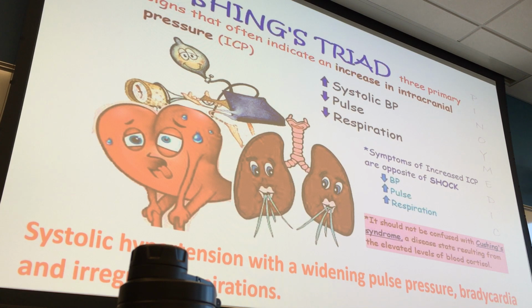Number 1, it's a sign that you have increased intracranial pressure, okay? As Sarah had said, the systolic and the diastolic, they're kind of going this way, okay? So you hear the word widening. There's a greater difference between the systolic and the diastolic, okay? That's number one, okay? Number two is decreased pulse.